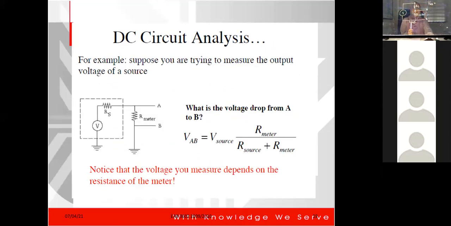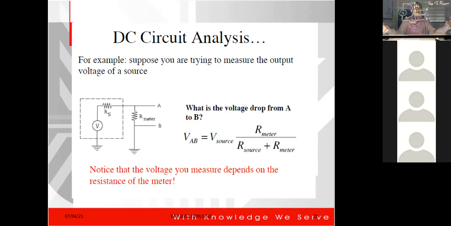So you should get the answer like that. Who got the same? So basically VAB is equal to I multiplied by R, right? V is equal to I multiplied by what? Ohm's law, IR, right? I is the current flowing through this circuit. So R meter, right?